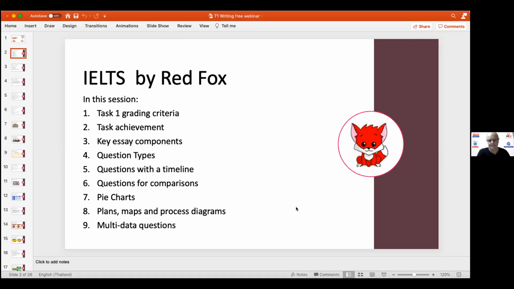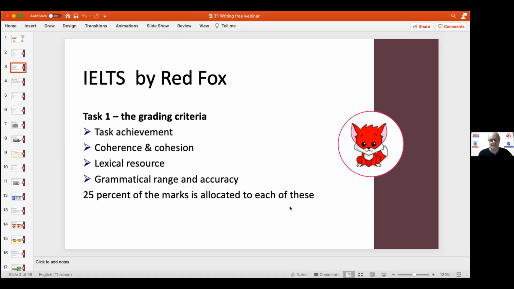That would lead us into key essay components, and then we'll take a detailed look at each of the essay types. So, I'd just like to say at the start that you are welcome to ask questions. Please leave those towards the end of the webinar. You can raise a question simply by typing it into the chat box, and I'll pick those up towards the end. So let's start with the grading criteria.